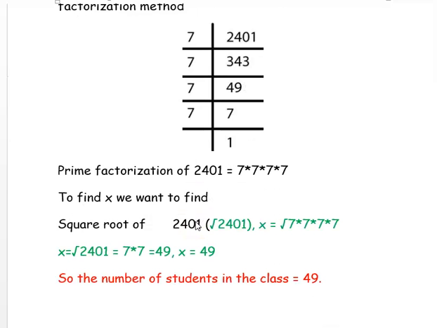To find x, we want to find the square root of 2401. The square root of 2401 can be written in prime factors as 7 into 7 into 7 into 7. To find the square root, we have to write the prime factors only once. For this pair I write 7 once, and for the second pair I write 7 once. So the square root of 2401 is equal to 7 into 7, which is 49. That is, x is 49. We considered x as the number of students in the class, so the number of students in the class is 49.